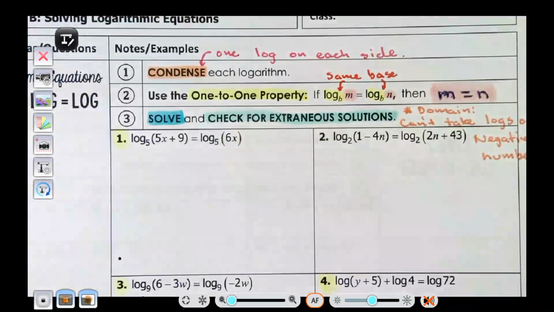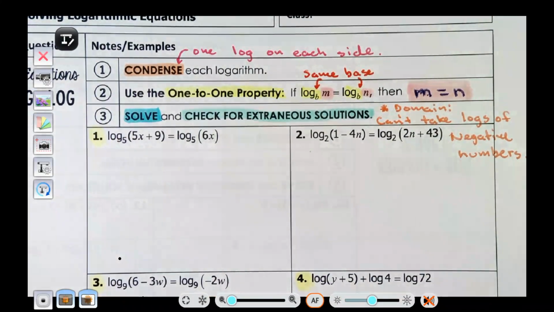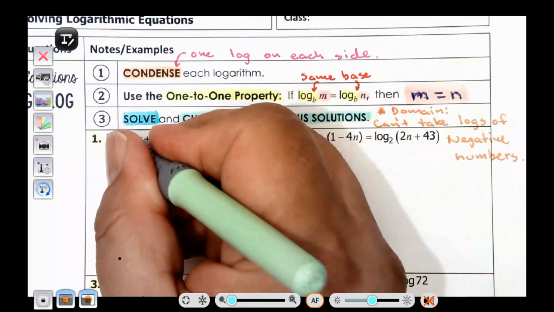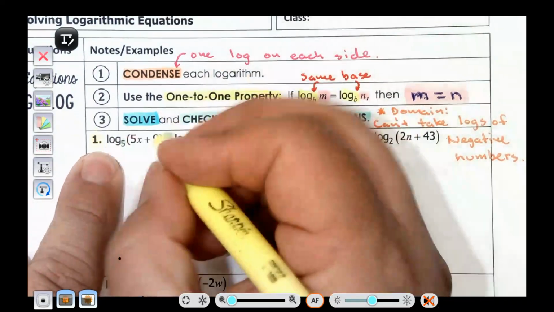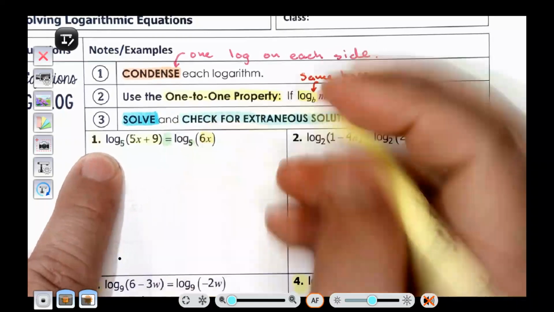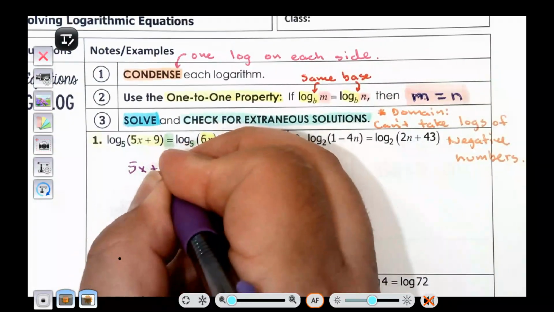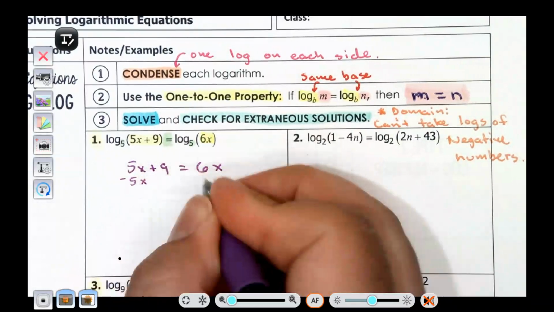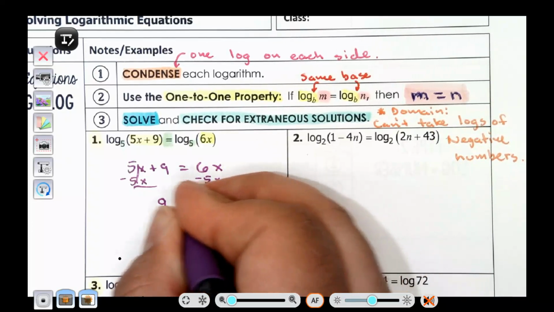All right, so let's begin. So let's see. When I look at this problem, yes, here's the equal sign right here. And so I look and it says one log on this side, one log on that side. They both have a base 5. Okay, so we're good. Well, then I get to use the one-to-one property. The one-to-one property says if you have logs with the same base, then make the log value, right, whatever's inside the log, bring them out. That 5x plus 9 has to equal 6x. And then I just do some basic solving, subtract the 5x. See, they start you off with an easy one here. 9 is equal to x. There we go.